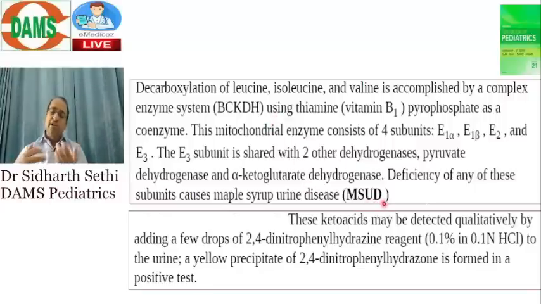These children may come to you with unexplained coma, infants with unexplained coma. So we diagnose MSUD by looking at these branched chain amino acids. You should also remember the DNPH test. In PGs, we used to remember the DNPH, and even in your MBBS. So what you do is you put a few drops of 2,4-dinitrophenylhydrazine to the urine, and a yellow precipitate is seen in MSUD.